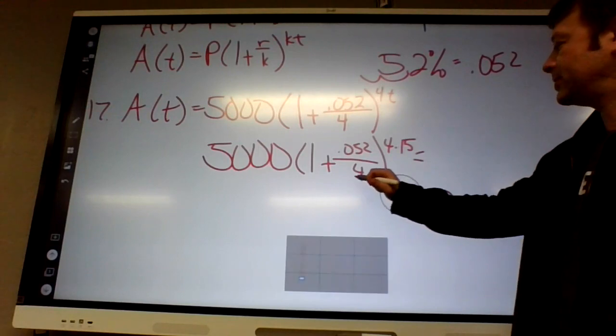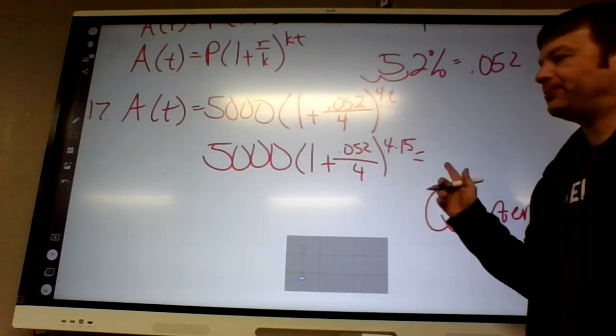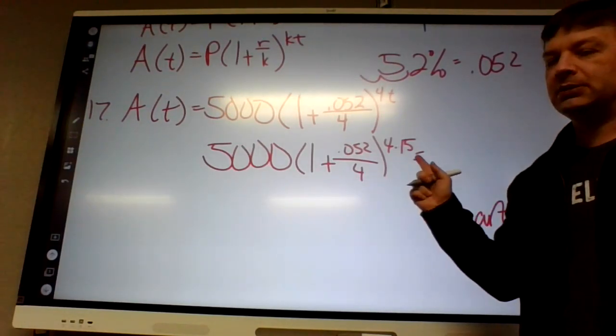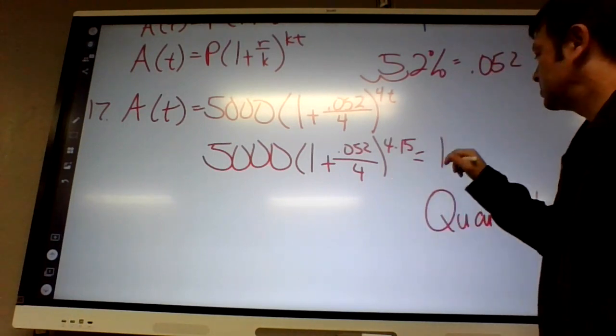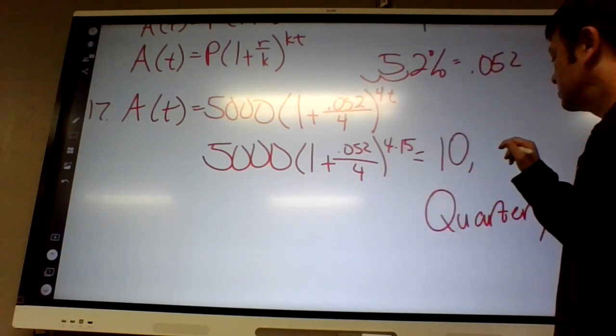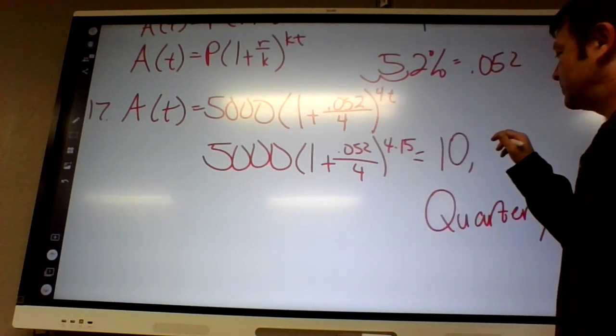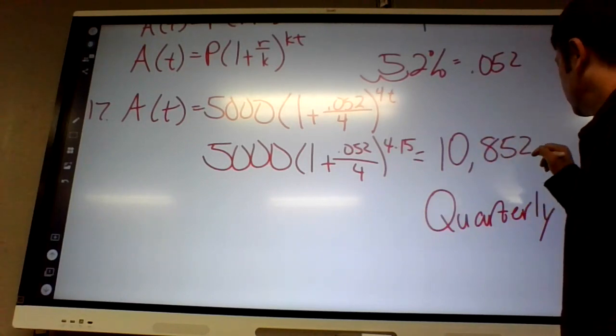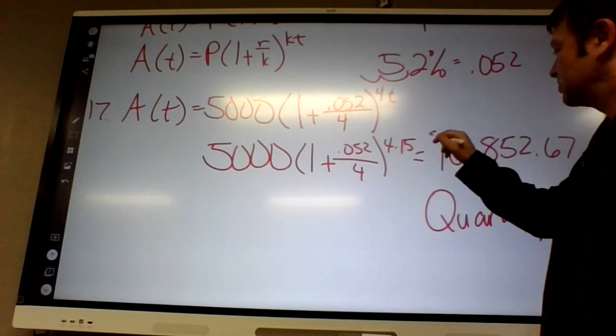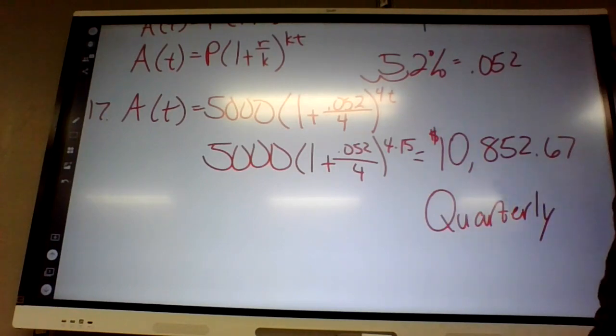Anybody plug this in the calculator? We're talking about money, so you probably want to round it to the nearest penny. 10,852 and 67 cents. Okay. You probably want to round it to the nearest penny.